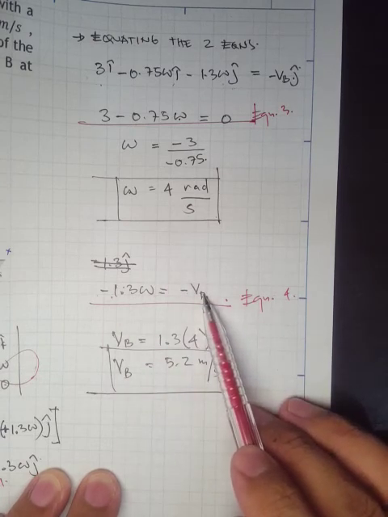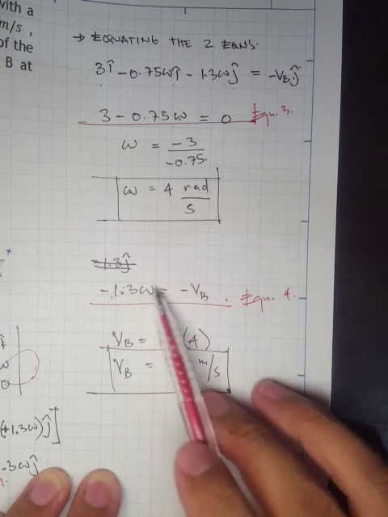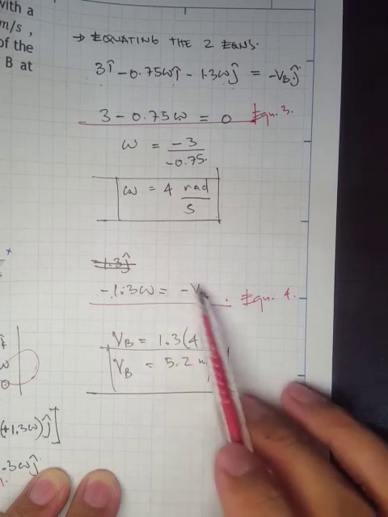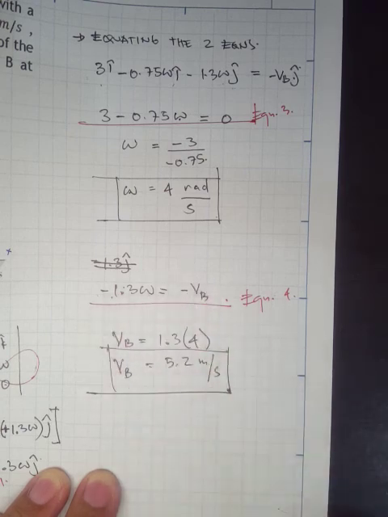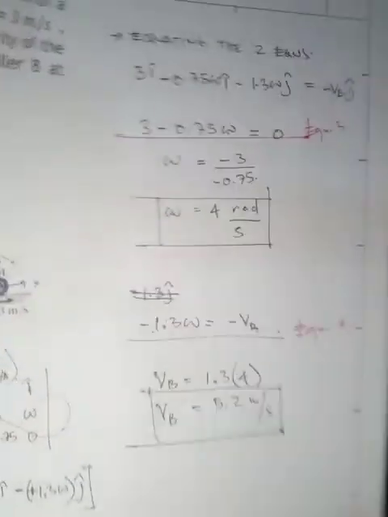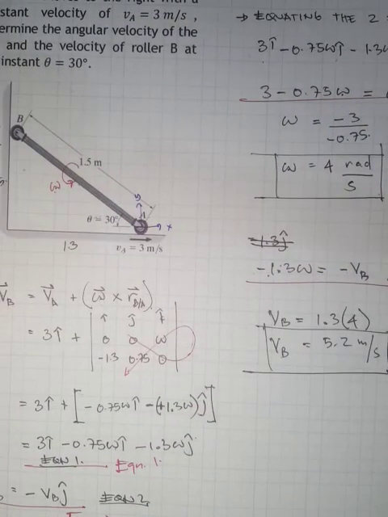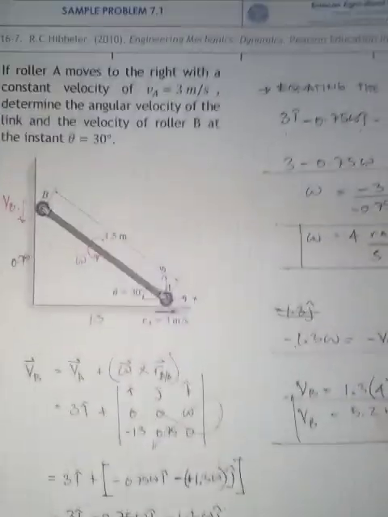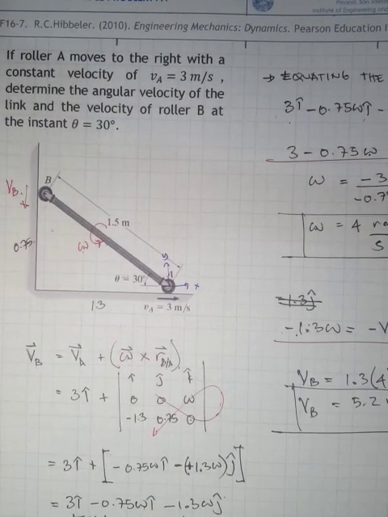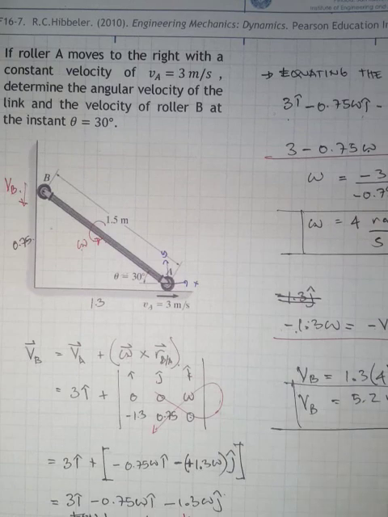And at this point we already have the value of the angular velocity. So therefore we can solve for this one. So that's the answer. Alright, so in the next video we'll be doing another sample problem for this general plane motion of rigid bodies. See you in the next video.